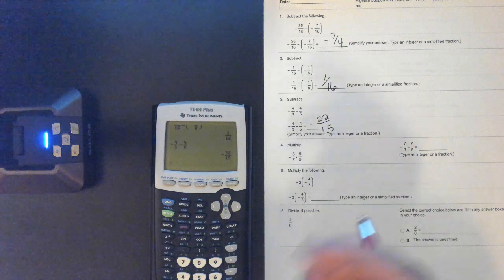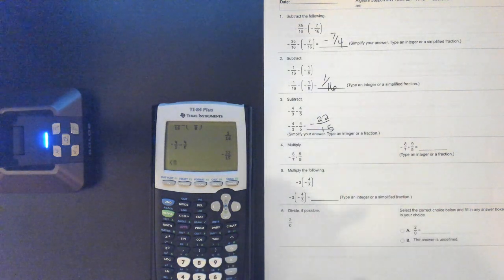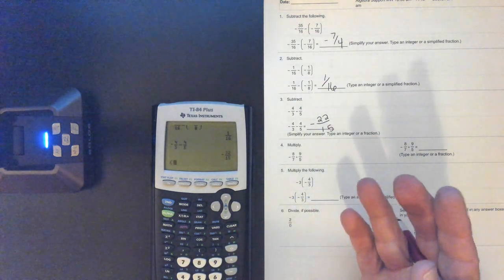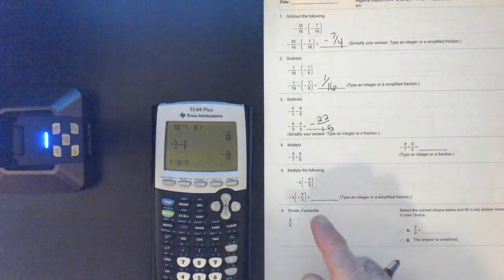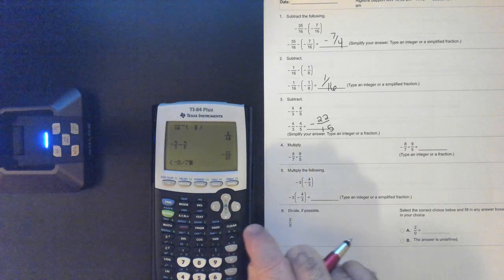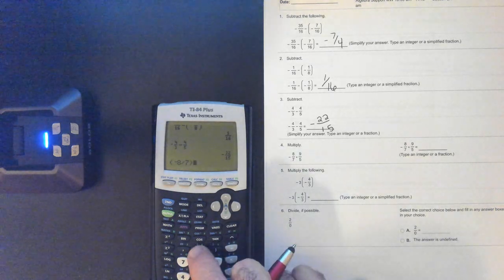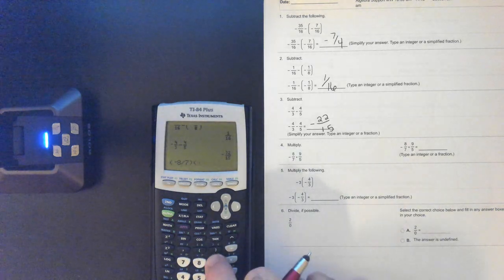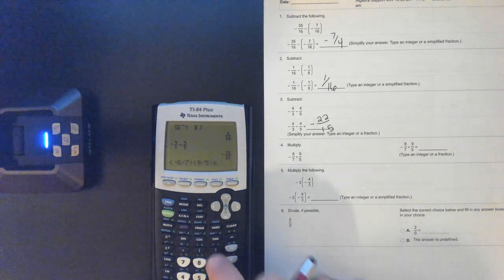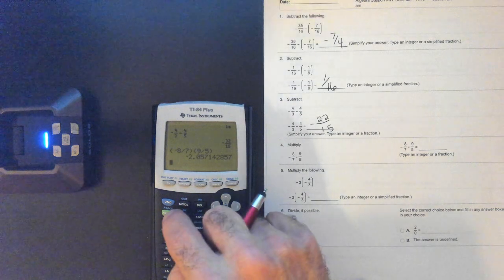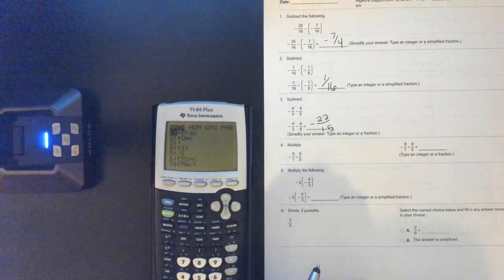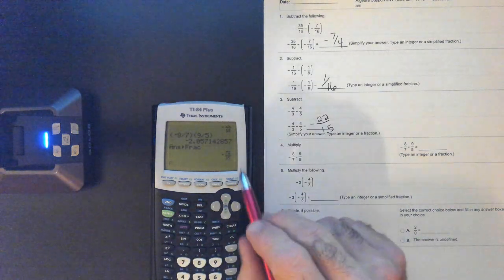A lot of times, to get them into practice, have them put the fractions in parentheses. Negative 8 divided by 7, close parentheses, and in parentheses, 9 divided by 5, close parentheses. Notice, you hit enter, you're going to get a decimal. So once again, I have to hit math, enter twice to get my answer.